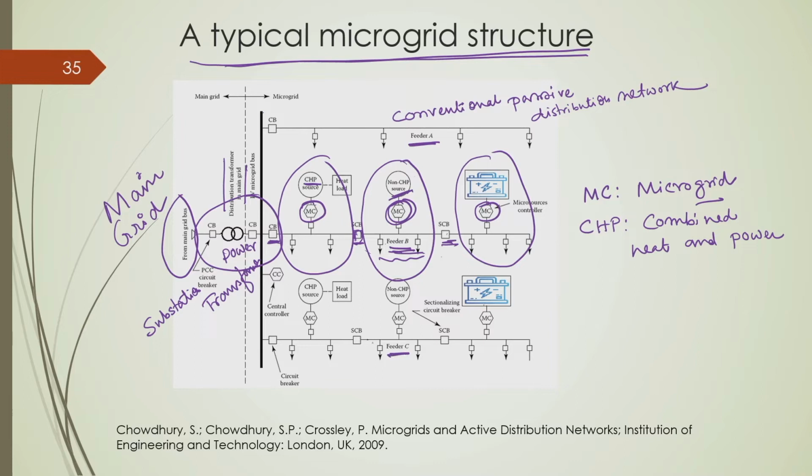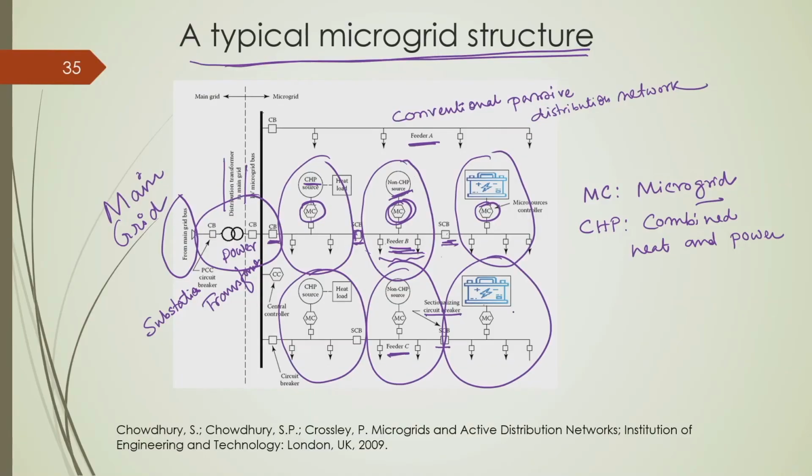Similarly, here in feeder C we have one microgrid, another microgrid, and another microgrid. SCB stands for sectionalizing circuit breaker, which has interrupting or switching capability similar to a circuit breaker. As you know, a normal sectionalizing switch cannot interrupt a fault and is only operated in no-load condition, but this SCB can operate in on-load condition. So, this is an example of a typical active distribution network consisting of a few microgrids connected to different feeders.